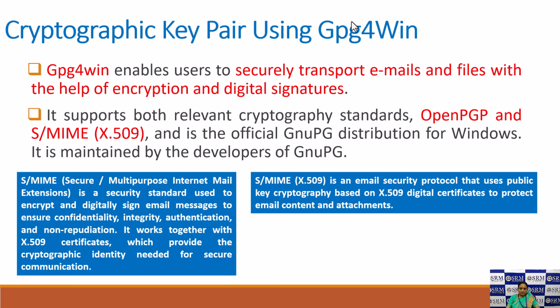It also supports both the Pretty Good Privacy protocol, OpenPGP, and S/MIME. So what is S/MIME? It is Secure Multipurpose Internet Mail Extension, which is a security standard used to encrypt and digitally sign email messages to ensure confidentiality, integrity, authentication, and non-repudiation, which are the basic cryptographic functions. So it works together with the X.509 certificate, which provides a cryptographic identity needed for secure communication. So basically, S/MIME is an email security protocol that uses public key cryptography based on X.509 digital certificates.